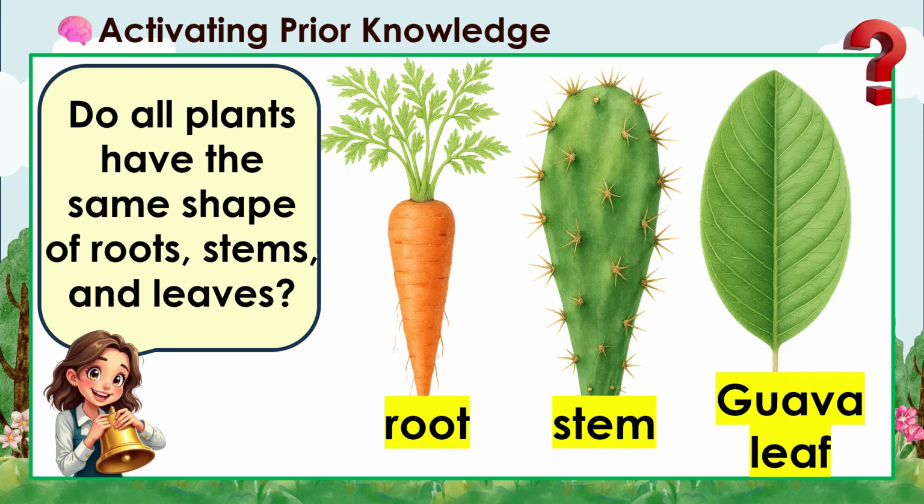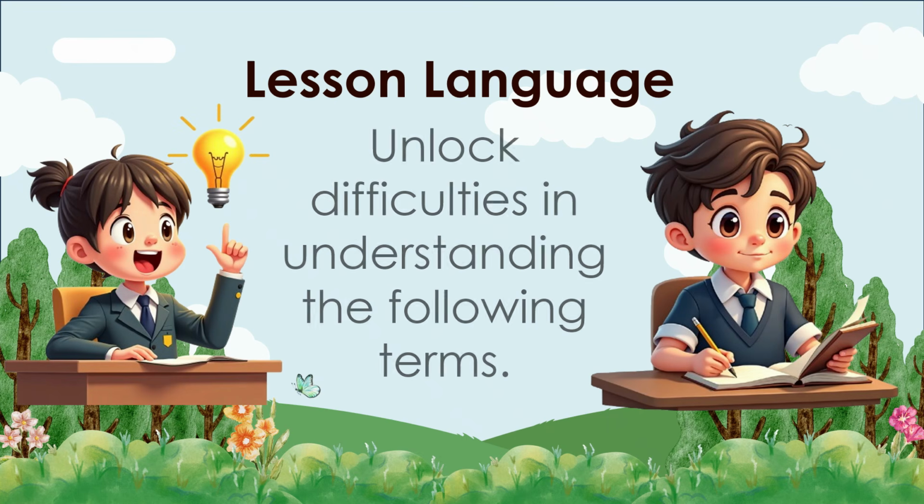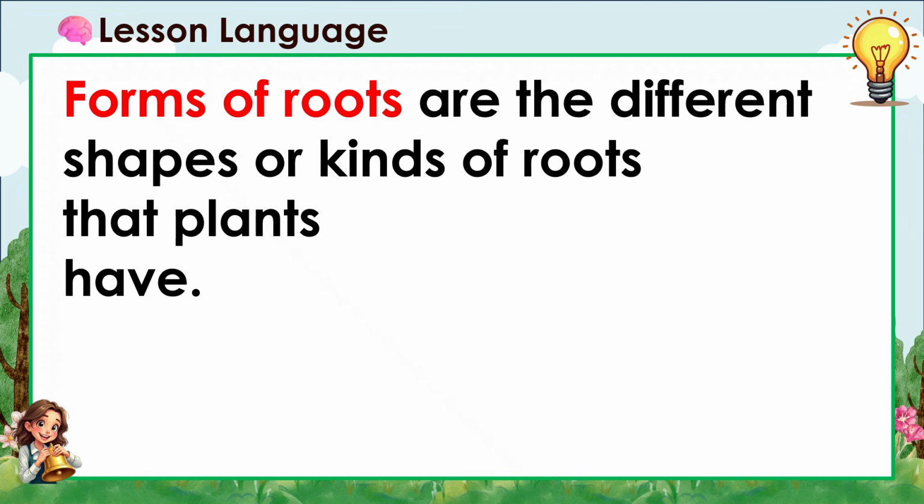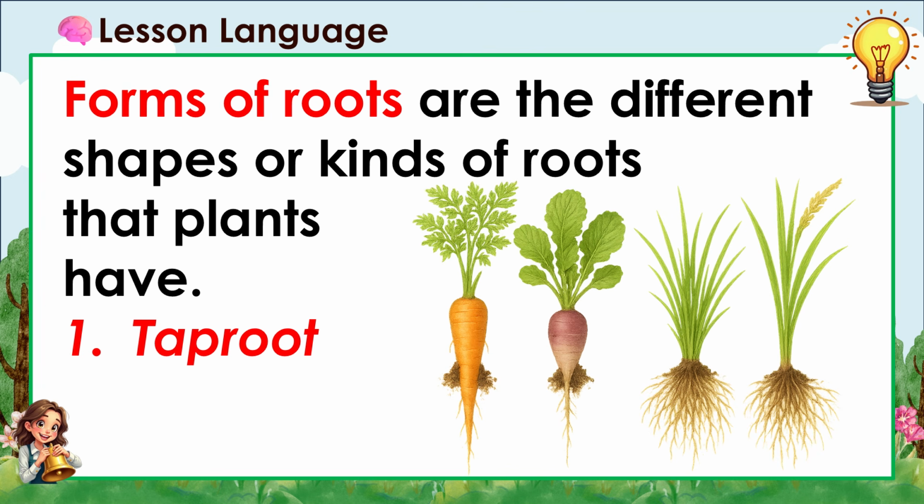Okay, let's see. Lesson language. Unlock difficulties in understanding the following terms. Forms of fruits are the different shapes or kinds of fruits that plants have. They could be 1. Taproot. 2. Fibrous root.